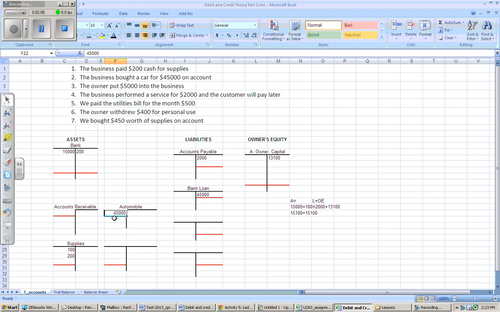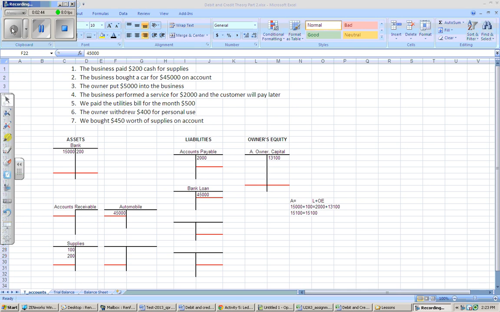What's the other account that's affected? Well, I bought it on account, so I didn't pay for it. So I probably took out a bank loan for it. So what type of account is bank loan? It's a liability. And is it increasing or decreasing? It's increasing. Liabilities are on the right, therefore they increase on the right or credit side. So I'm crediting bank loan 45,000. So I've got a debit of 45,000 and a credit of 45,000. My debits equal my credits.